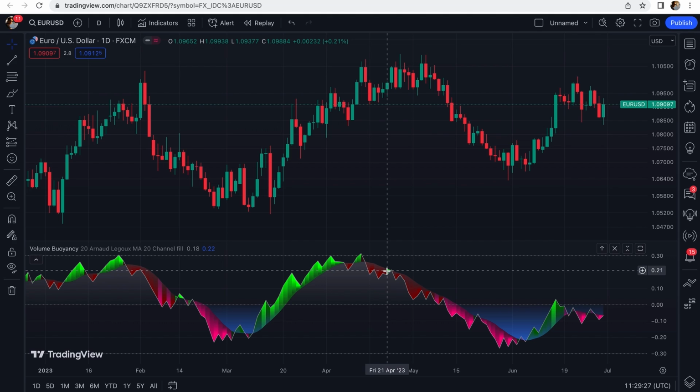I don't get into more details regarding the calculations behind this indicator. You can check the page of this indicator on TradingView. The author has explained all the details. The code is also available there, so you can investigate more if you're familiar with Pine Code scripting.